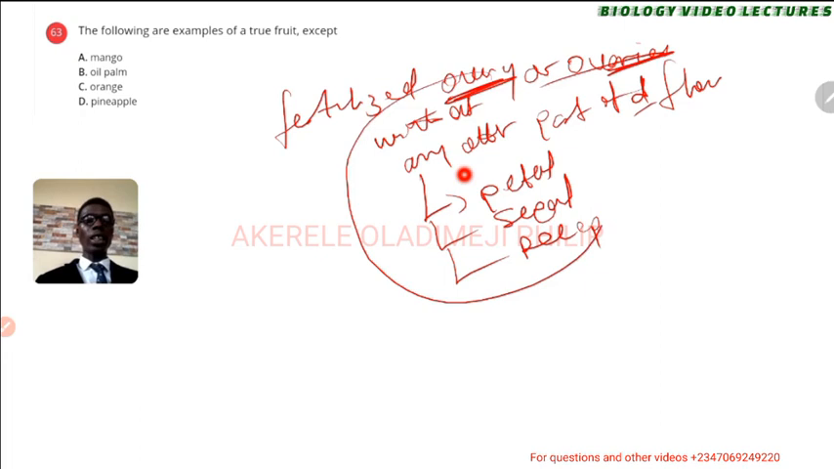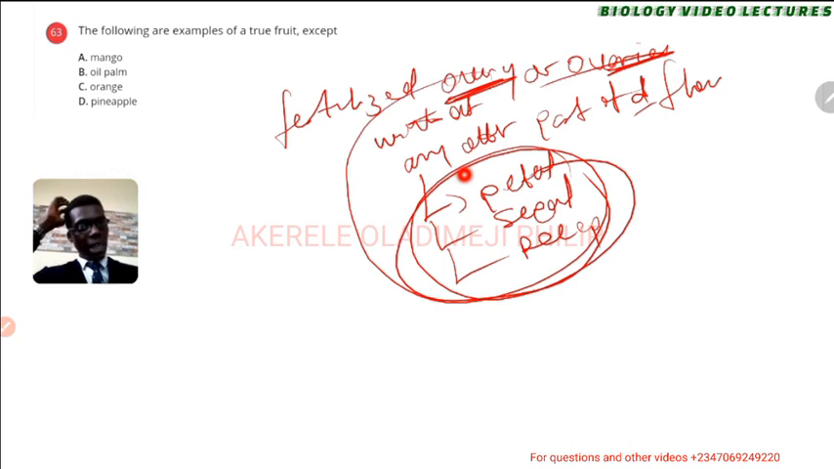From what we have here, the answer is pineapple, which is formed from inflorescence of flower. Like you have flowers fused together to form it. So that is a false fruit. We used to call it a multiple or composite fruit, which is formed from inflorescence of flower, while all these other ones are basically simple fruits, or let me say, they are all true fruits.